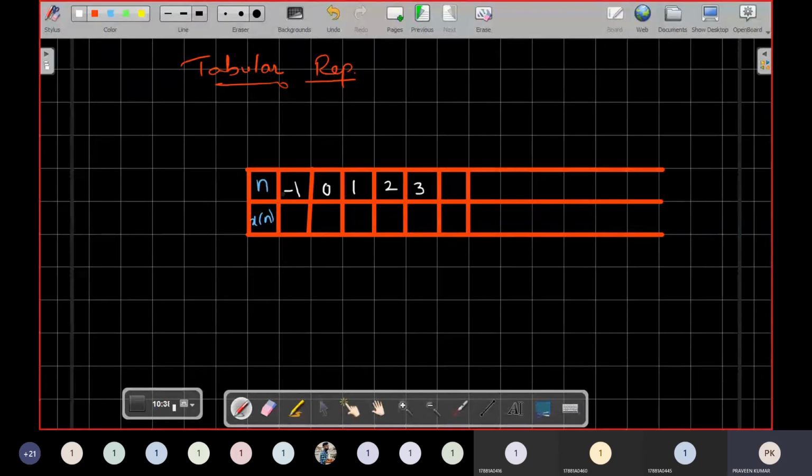Okay, and at n is equal to -1, what is the amplitude? Simply it is 1. At n is equal to 0, amplitude is 2. At n is equal to 1, amplitude is 2. At n is equal to 2, amplitude is 0.5. At n is equal to 3, amplitude is 1.5. Okay, this kind of representation is simply called the tabular representation.